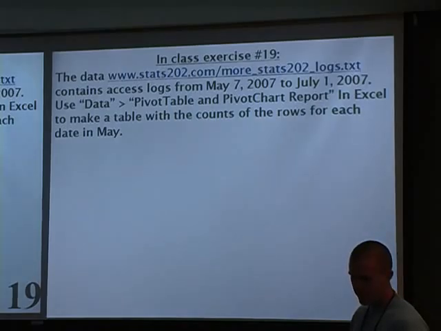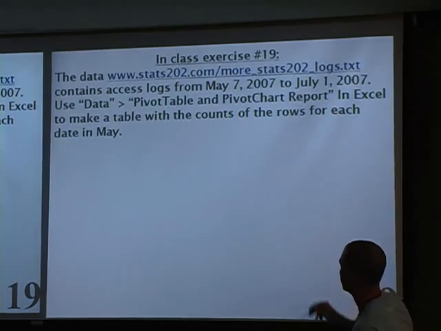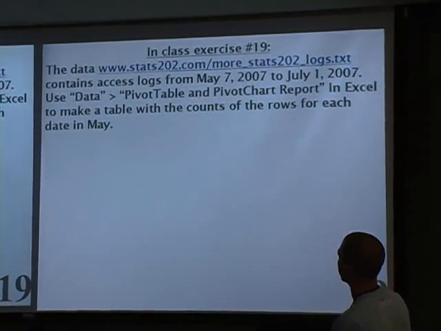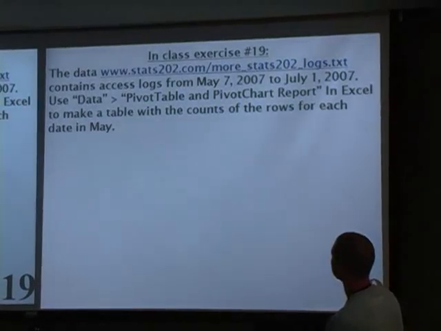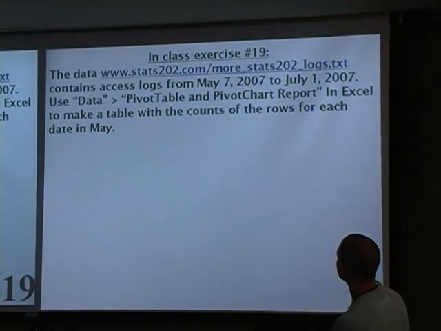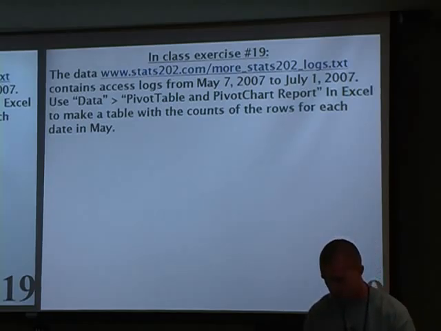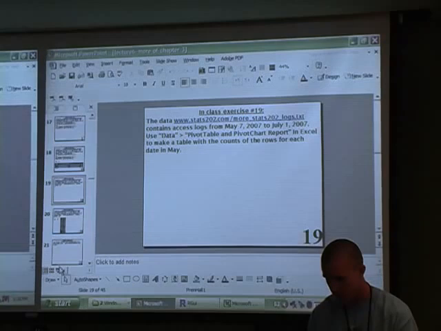is I just want to look at basically the row counts in this data from May 7th to July 1st. I said to do it here just in May, but I'll do it for the whole time period if you want to see it. And it is interesting to see because stats202.com was not a very popular web page on May 7th, 2007, but it became a lot more popular as we got closer to July 1st, 2007. And it's interesting to see how the variation looks. And again, you can do that really easily with the pivot table.